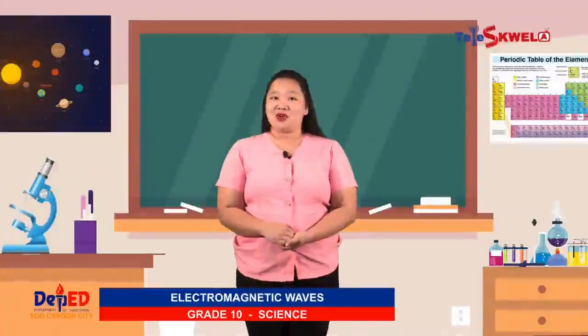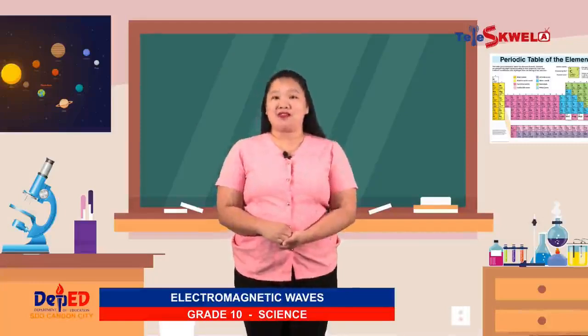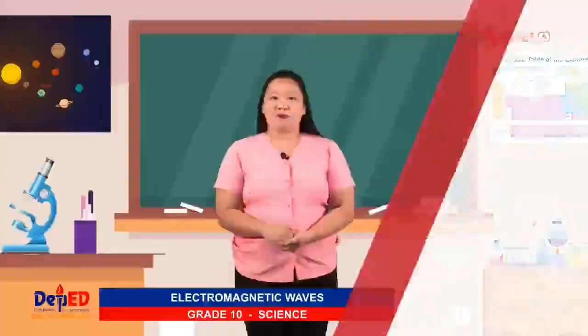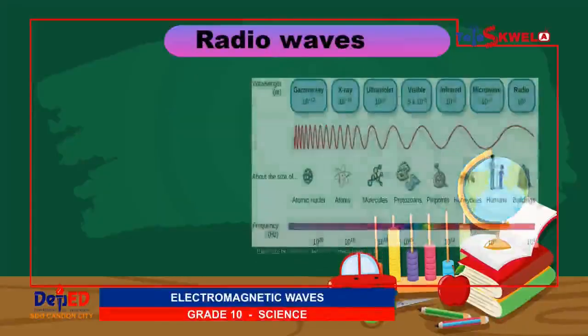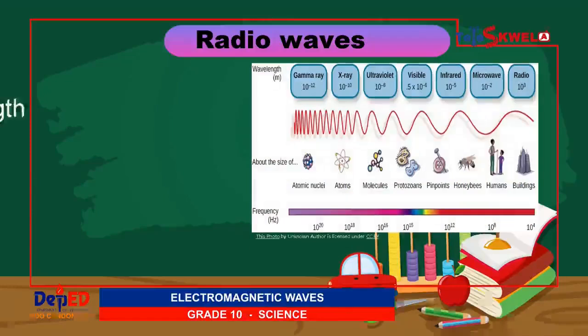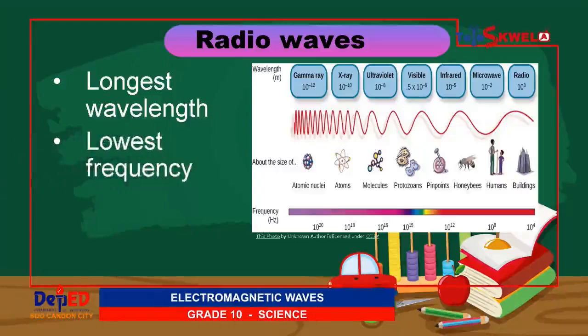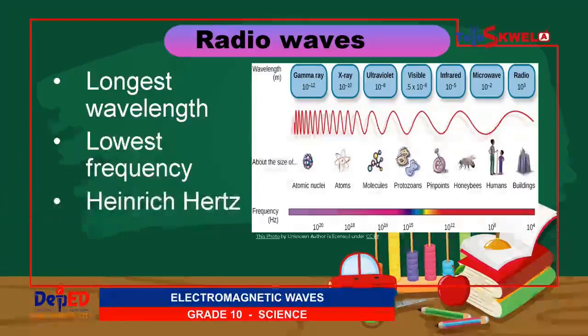Now, let us study each region of the EM spectrum. First, radio wave, which is located at the lowest range of the electromagnetic spectrum. Radio wave has the longest wavelength and has the lowest frequency. Heinrich Hertz proved the existence of radio waves in the late 1880s.